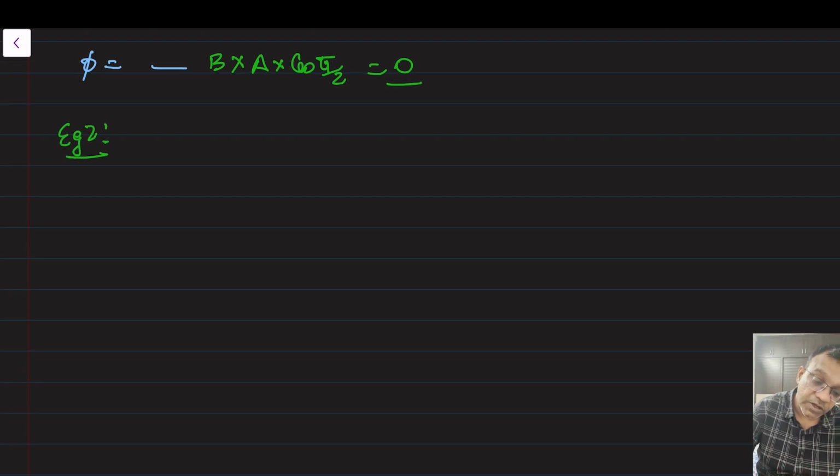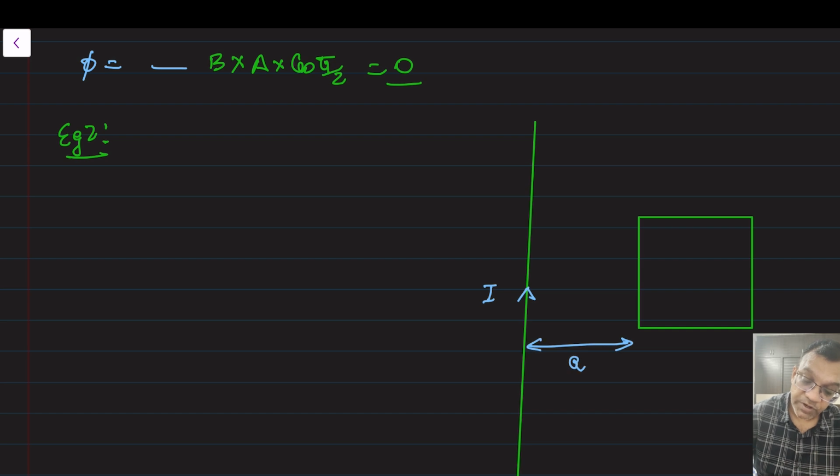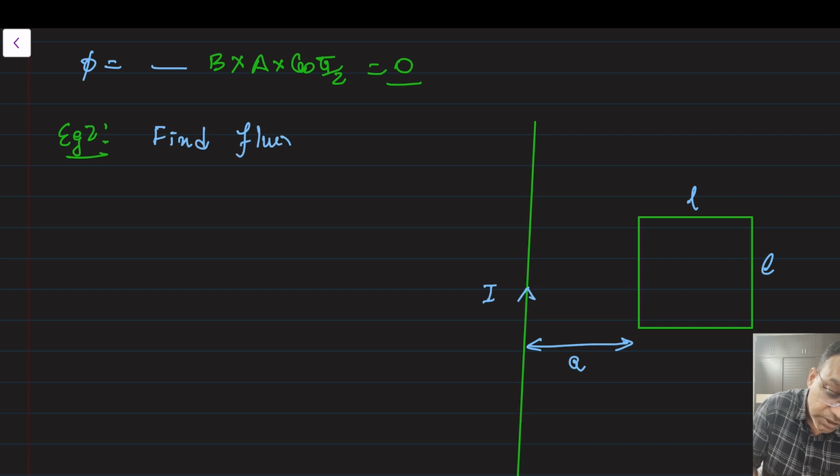Another question you take. Consider one infinite long wire, say this, and another square loop type thing, say here. In this infinite long wire, current I is flowing. This distance is given as A, and this square loop is of side L. And we are asking what is the flux linked with this square loop. We have to find the magnetic flux linked with the square loop.